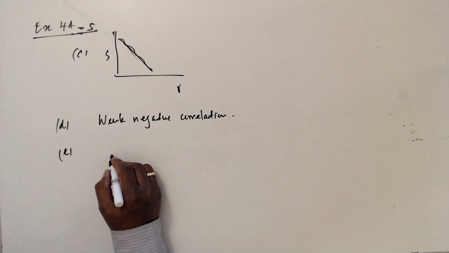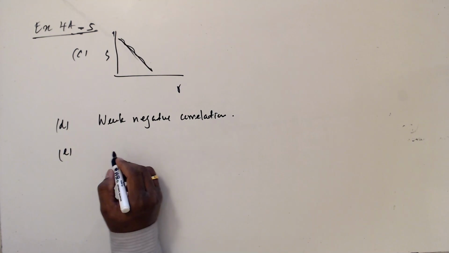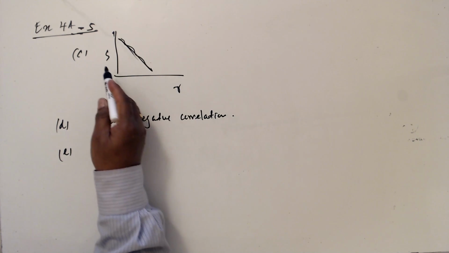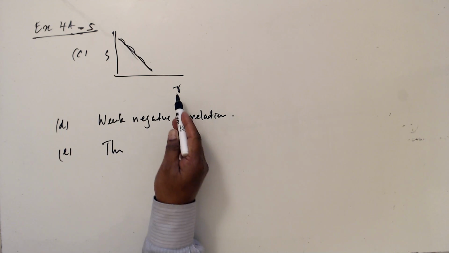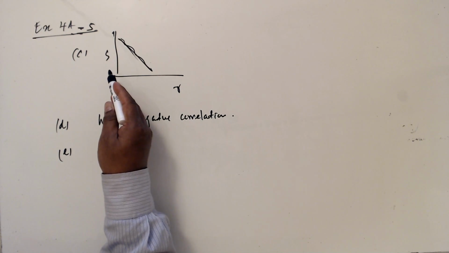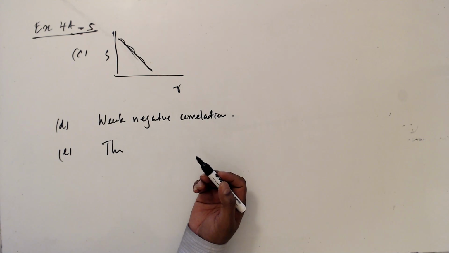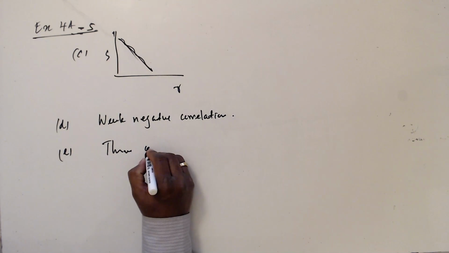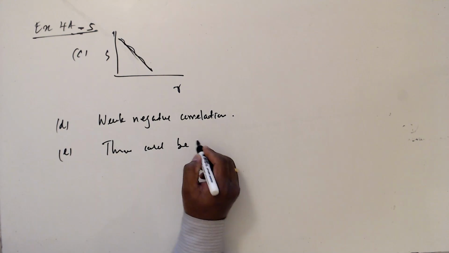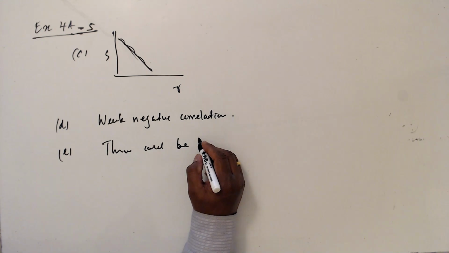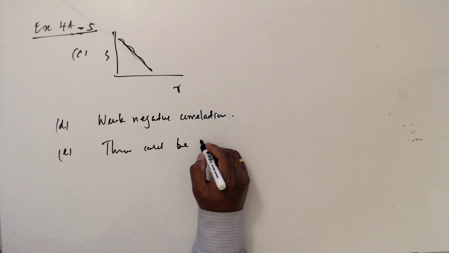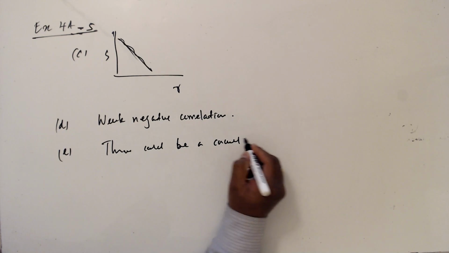Part D, and part E. Do you think that there is a causal relationship? Yeah, there could be a causal relationship, because sunshine does not depend on rain, and rain does not directly depend on sunshine. Yeah, good. Be an intermediate. That could be causal.